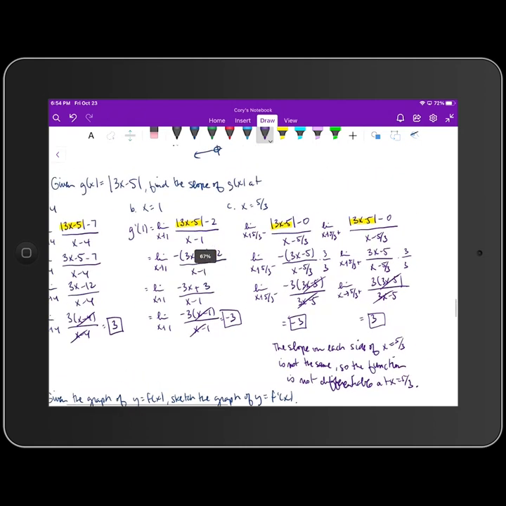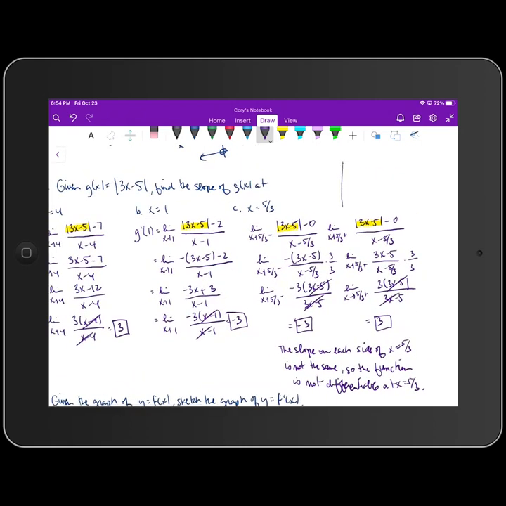And basically, if you were to graph the absolute value of 3x minus 5, the corner for that function would occur at 5/3. The slope to the right of 5/3 is 3. The slope to the left of 5/3 is -3. And the function is not differentiable at that point because there is a corner at that value. So graphically, that confirms what we found using the definition of the derivative.